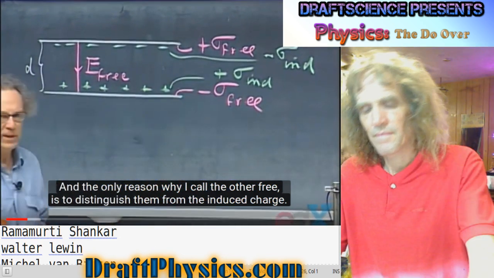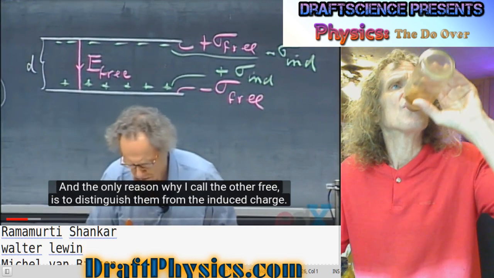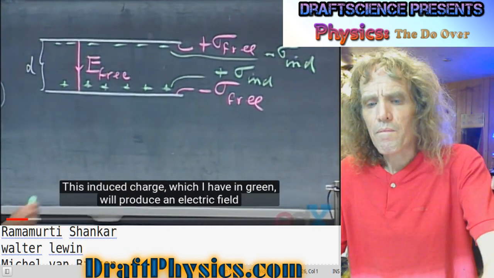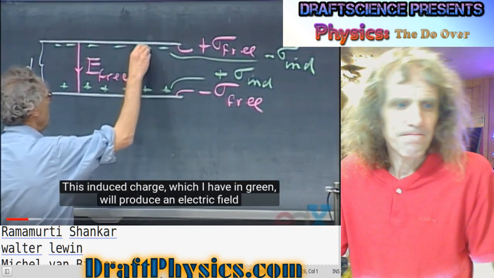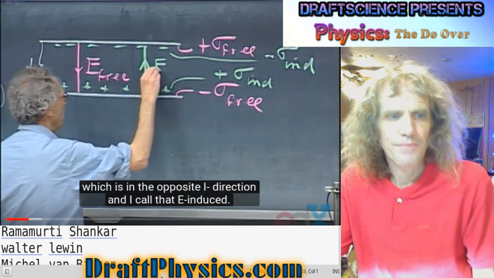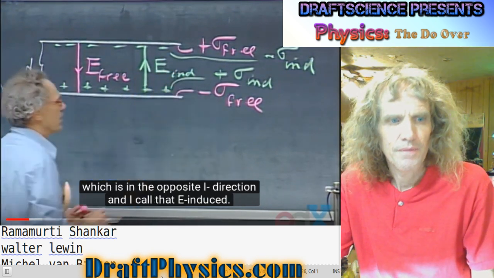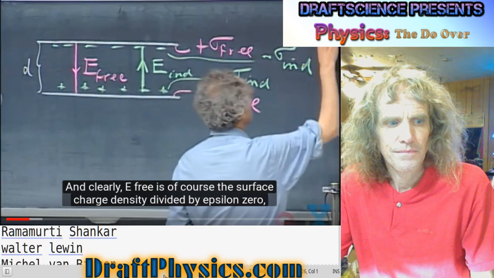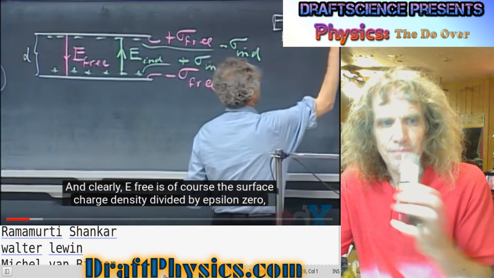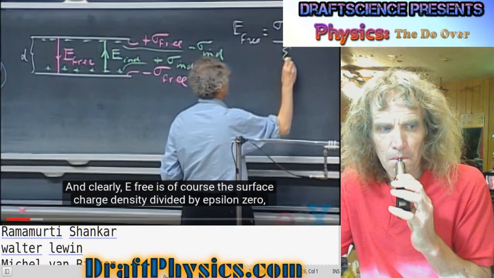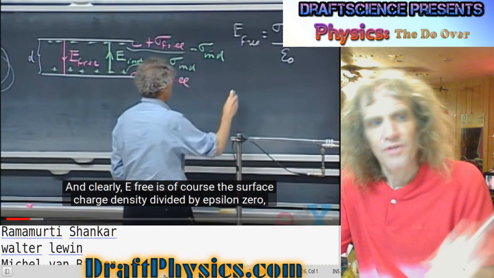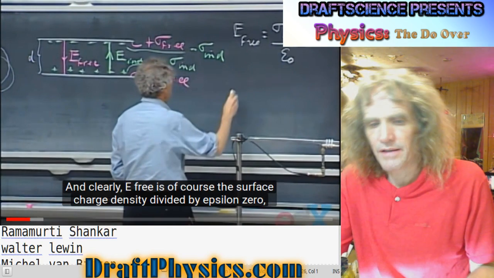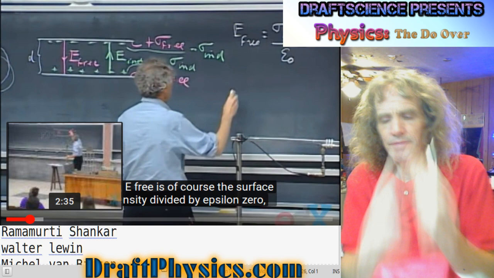The reason why I call the other free is to distinguish them from the induced charge. This induced charge, which I have in green, will produce an electric field which is in the opposite direction, and I call that E induced. And clearly E free is of course the surface charge density divided by epsilon 0. I'd almost call it the imposed charge.